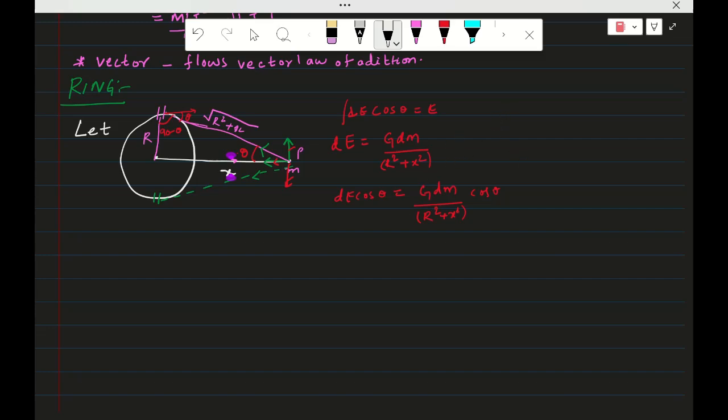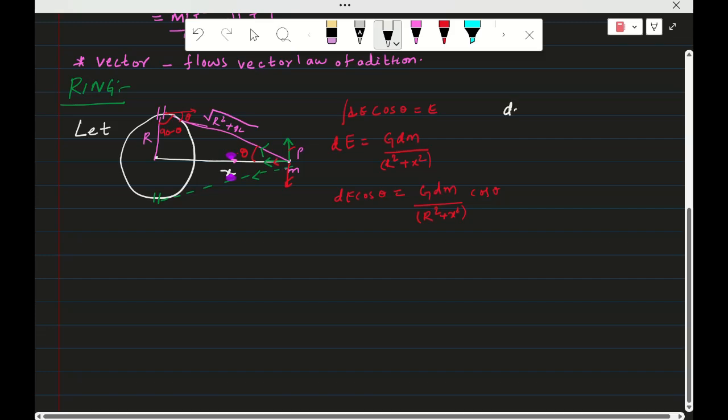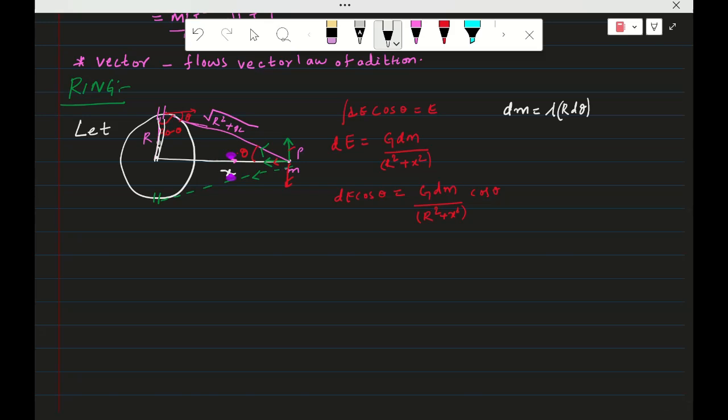Okay, I will explain this one. The remaining I will go through normally. So here dm is equal to, for a ring, lambda into r d theta. So lambda into dl, where dl is equal to r d theta. So this d theta is changing from 0 to 2 pi, right? So now we'll substitute.